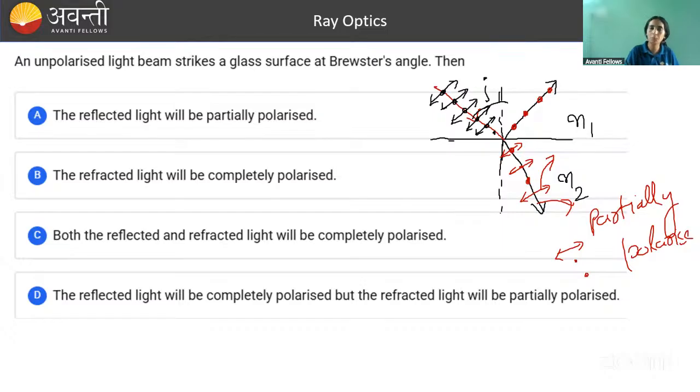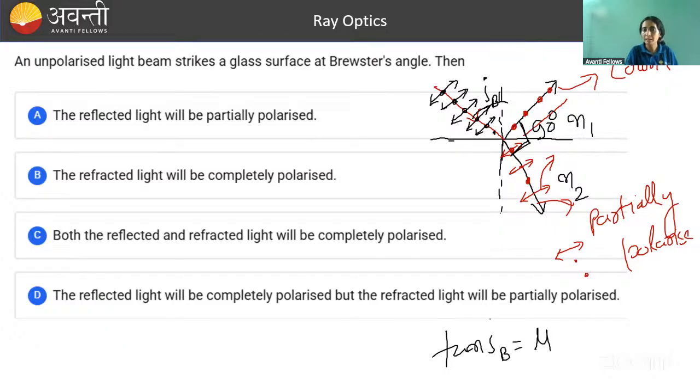So this is partially polarized. Here only one vibration is present, and that is why this is called completely polarized. This happens for a particular angle of incidence, I, called Brewster's angle, IB. In that case, the angle between the reflected light and refracted light is 90 degrees. If you calculate, you will get tan IB is equal to mu.